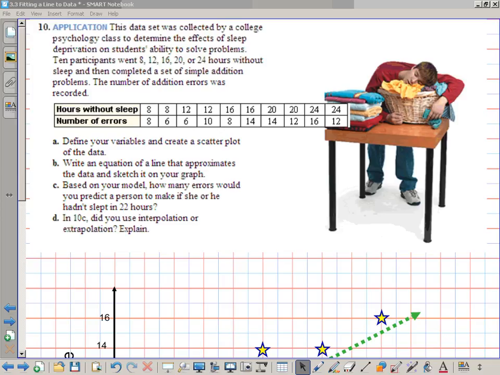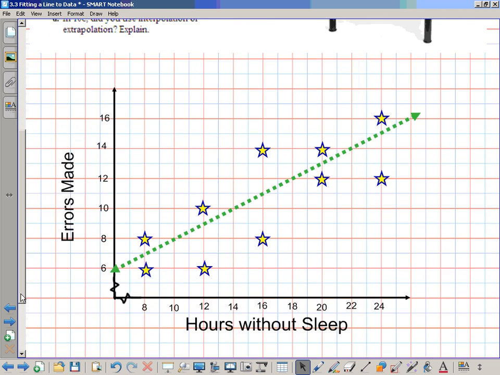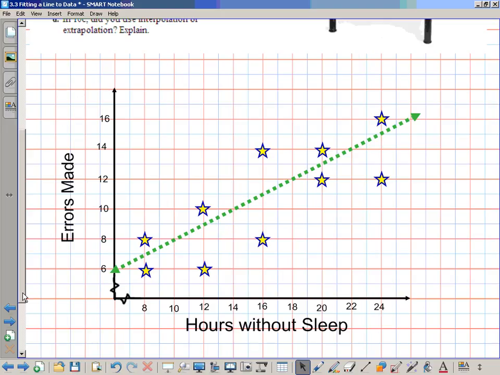As we see here, this application problem is about comparing hours without sleep of college students to the number of errors that they make on simple addition problems. As you can see by my scatter plot, the general trend appears to be the more hours that you go without sleep, the more errors that you're going to make on those problems. Makes sense. You need sleep to be a good student, and that's words to live by that we can all probably follow.